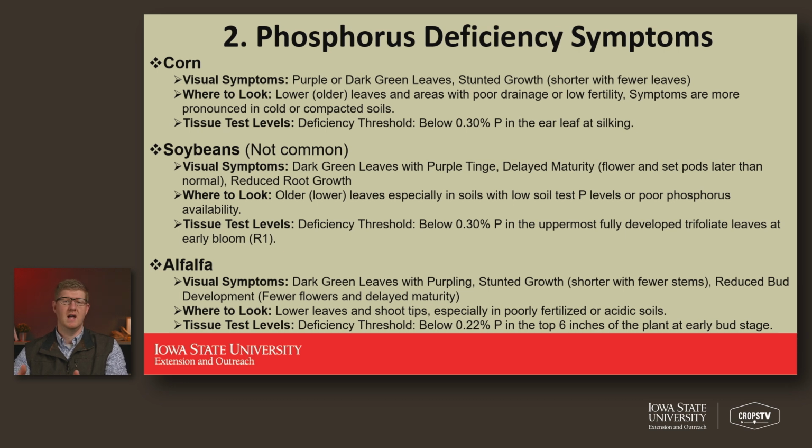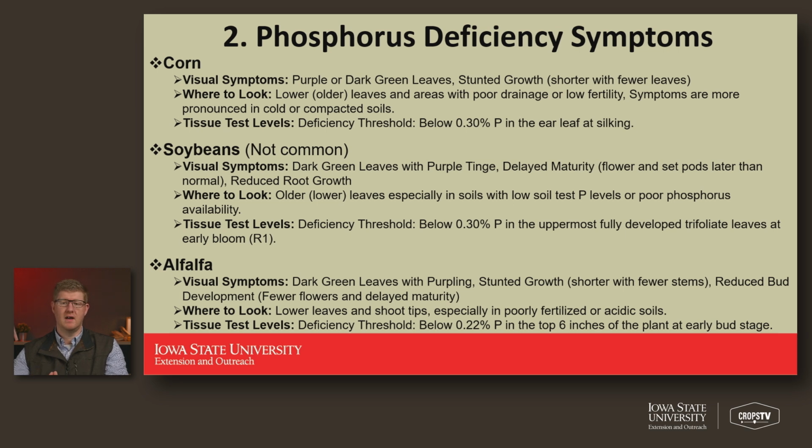In soybeans, it's not as common, but it can occur. And again, it's going to be dark green leaves with a purple tinge to them, maybe some delayed maturity in terms of flowering and pod setting occurring later than you would typically think. And then also, again, you can have reduced root growth, which could affect the growth of the plant in general as well. Because it's mobile, we're going to be looking at the lower trifoliates on these soybeans, especially, as I mentioned, in those low testing soils.